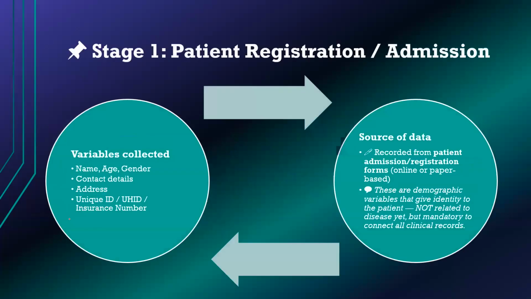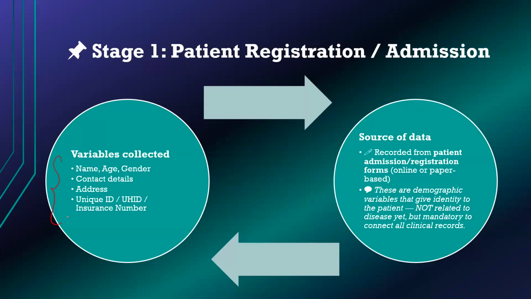So starting with the very first stage, patient registration or admission. That is the very first step of getting any kind of information about your patient. Generally, when patients fill in their registration forms, at the help desk or the reception desk, whenever a patient is registered into the software, there are plenty of initial variables we collect. That could include name, age, gender, contact details, address, unique IDs or insurance numbers, etc. Those are the initial level of information we get.